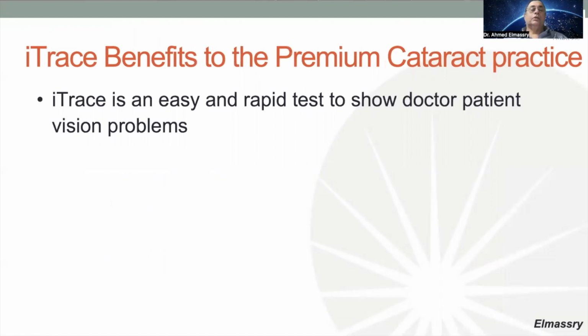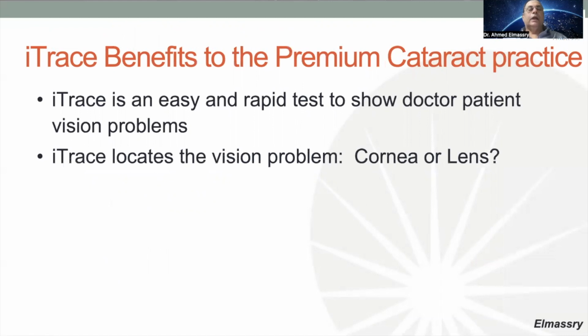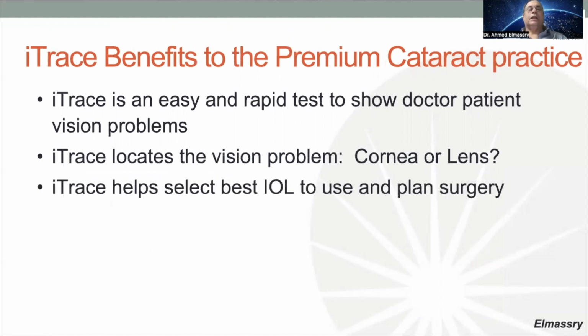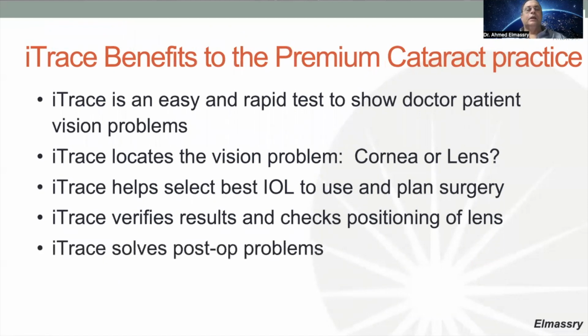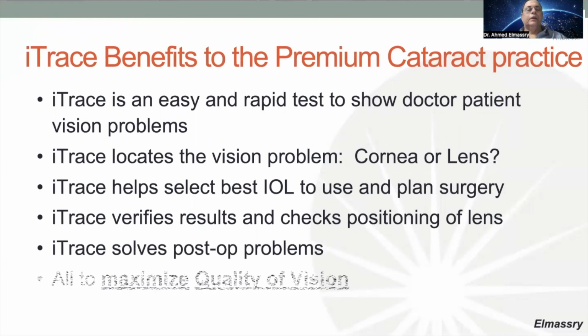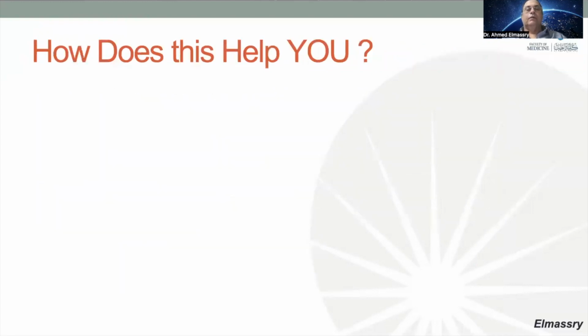So the benefits of Eye Trace in general in premium cataract procedures include that it's an easy and rapid test to show the doctor and patient the vision problems, how the eye is looking. Eye Trace locates the vision problem, whether it is in the cornea or the lens. It helps to select the best intraocular lens to use and plan surgery for it. It verifies the results and checks the position of the lens. It even solves the problem of post-operative decentration or tilt, or toric check. And all these factors maximize the quality of vision.